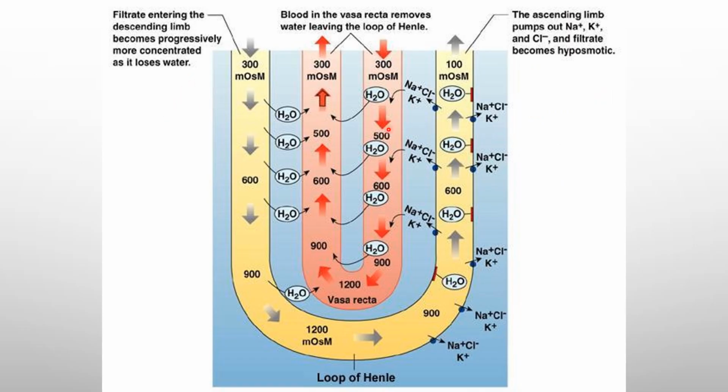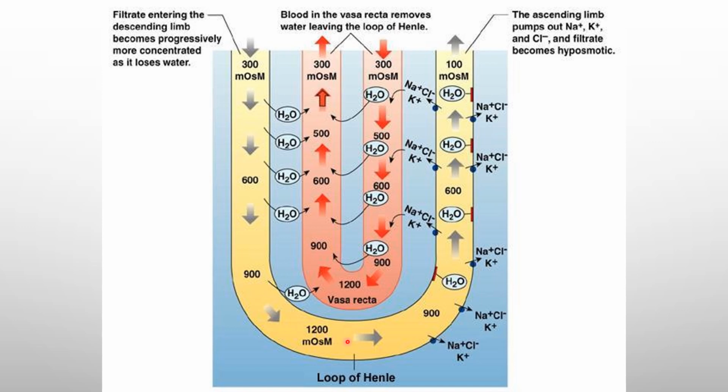Let us revise the countercurrent mechanism in the loop of Henle and the vasa recta. The filtrate enters the descending limb from the proximal tubule, which has the isoosmotic fluid. As it moves along the descending limb, more water moves out, and the solution becomes more concentrated as it loses more water.